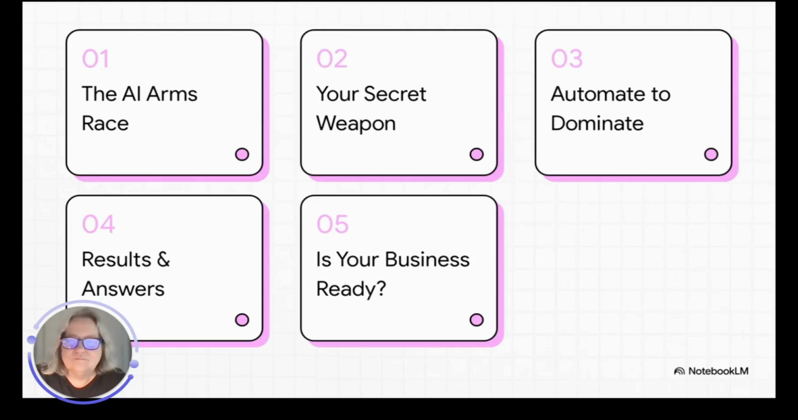Okay, so here's the game plan for today. First, we're gonna define the secret weapon that's at the center of this whole race. Then we'll get into how to use it to, as we're calling it, automate to dominate. After that, we'll look at some real-world results, and we'll wrap up by asking the big question. Is your business ready for all this?